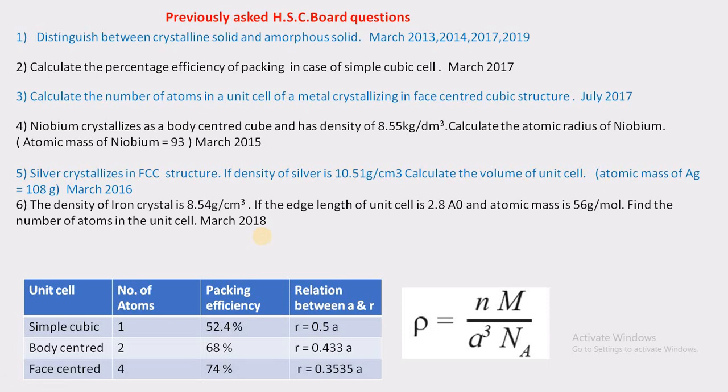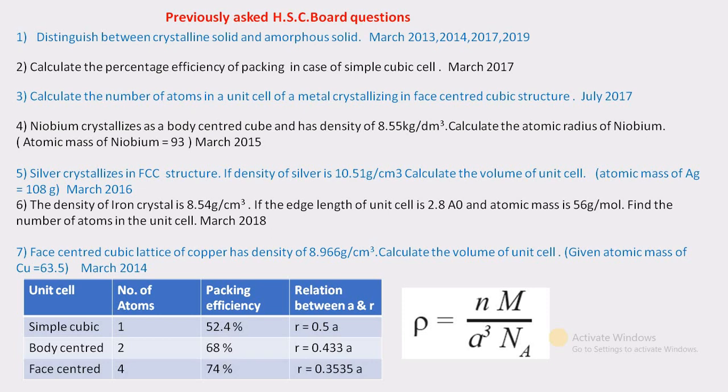That means every year a question on the relationship between density, molar mass or atomic mass, number of atoms per unit cell, and volume of unit cell is asked. The value of Na is a constant, 6.022 into 10 raised to 23 atoms or molecules. 1 mole of any substance contains this many molecules.